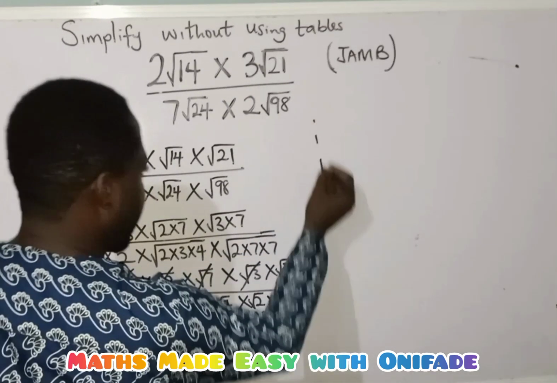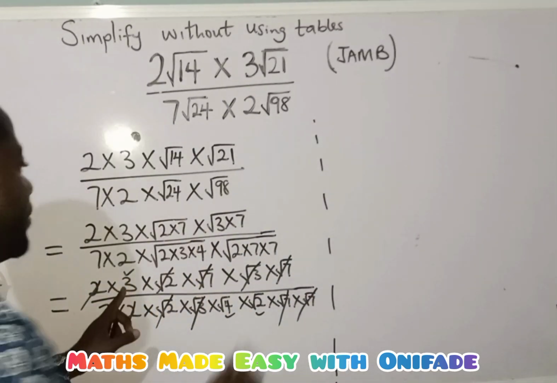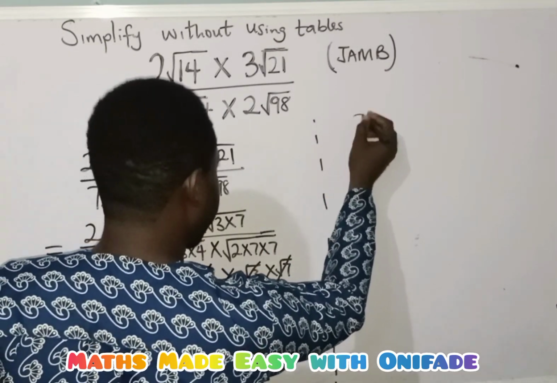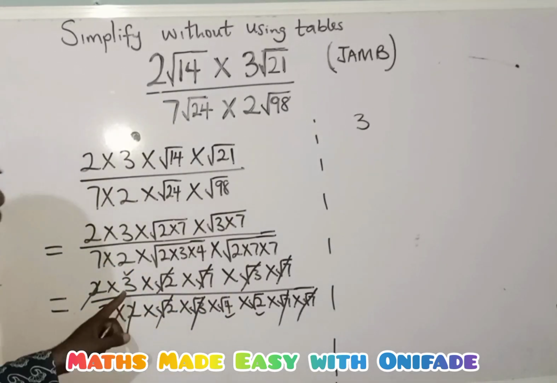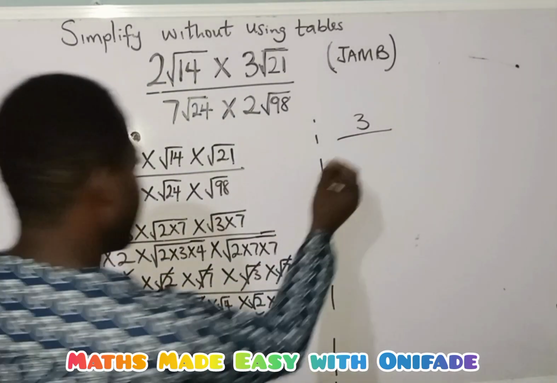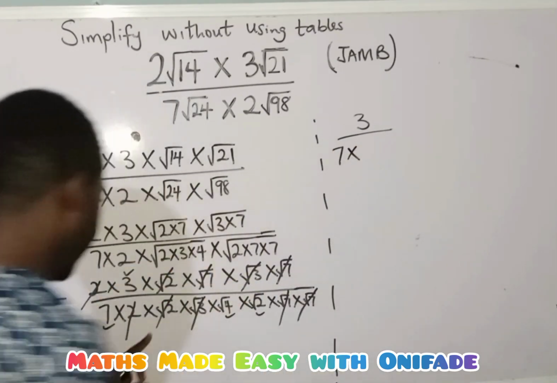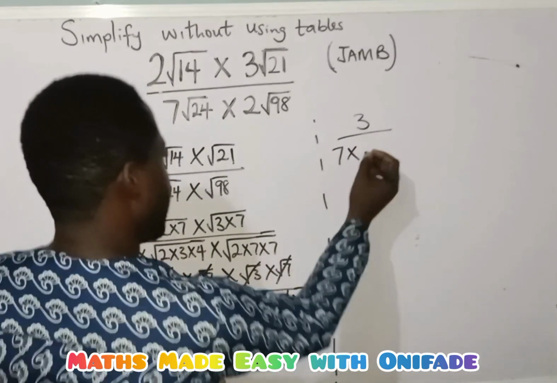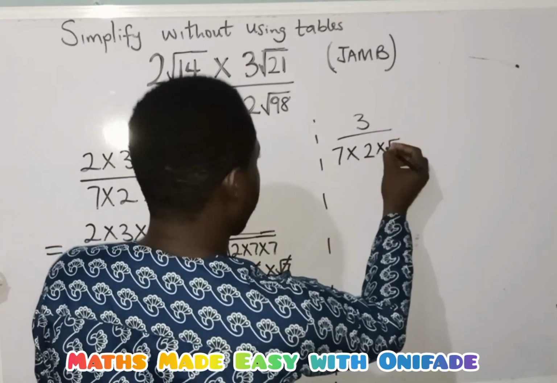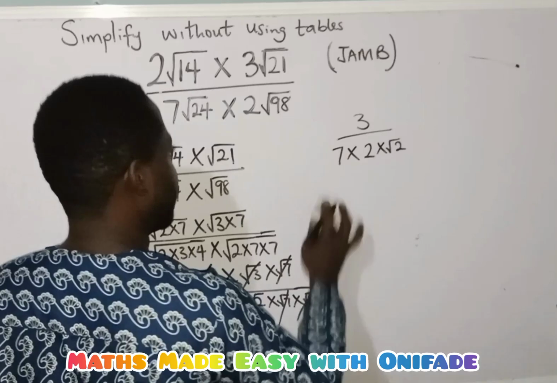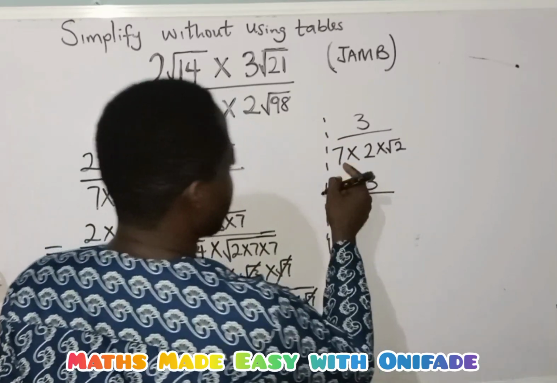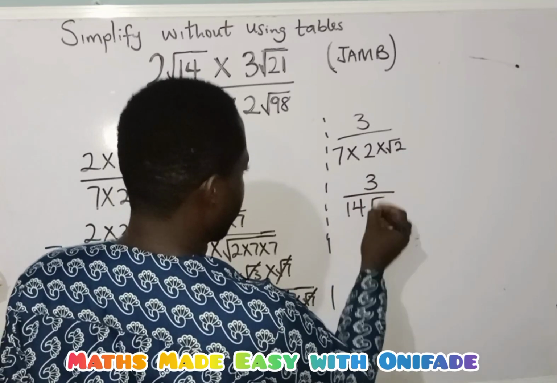Definitely, this simply means for the numerator side, I'm only having 3. And for the denominator, I'm having 7 multiplied by root 4. What is root 4? Root 4 is 2 multiplied by root 2. And that's going to give me 3 all over 7 times 2, 14 root 2.